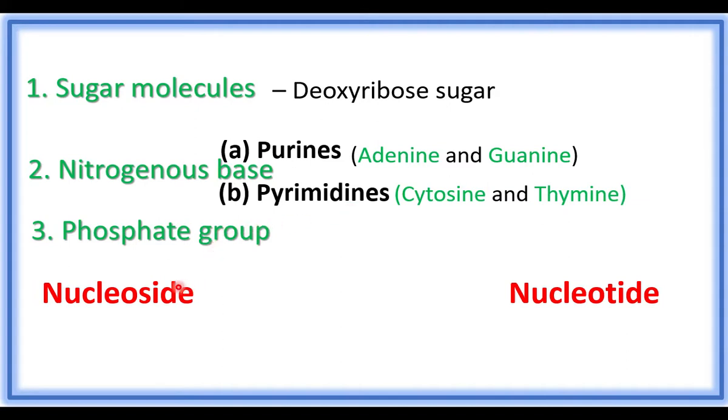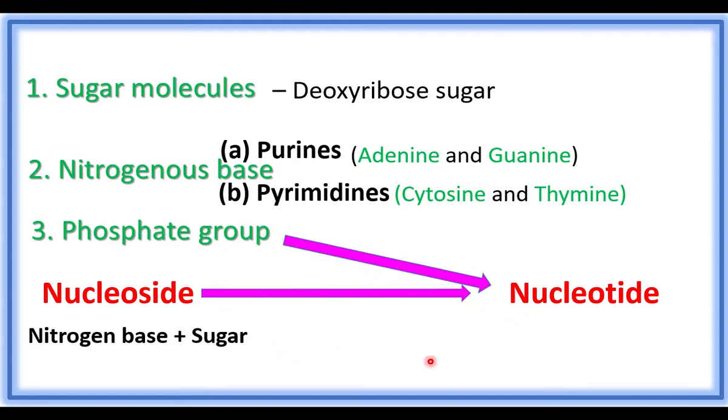Now let us see what is nucleoside. One sugar molecule combines with nitrogen base. If a sugar molecule combines with adenine, that is adenine nucleoside. Nucleoside is a combination of nitrogen base and sugar. Then what is nucleotide? The nucleoside combines with phosphate group to form nucleotide. A nucleotide is formed of nucleoside and a phosphate. This nucleotide is the building block of DNA. DNA is made up of millions of nucleotides.